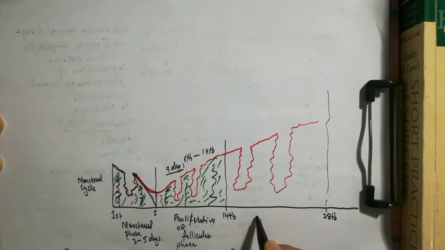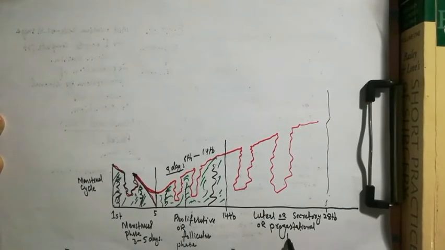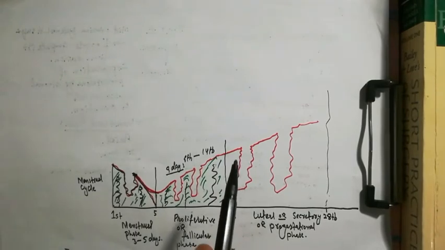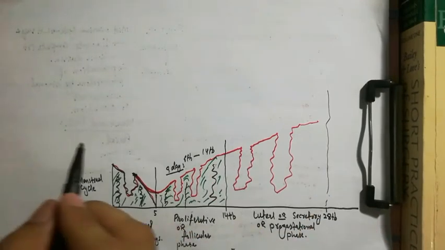This is luteal or secretory or progestational phase. Progestational phase. I told you that endometrium is a mirror of the ovarian cycle, so I should explain in such a way.